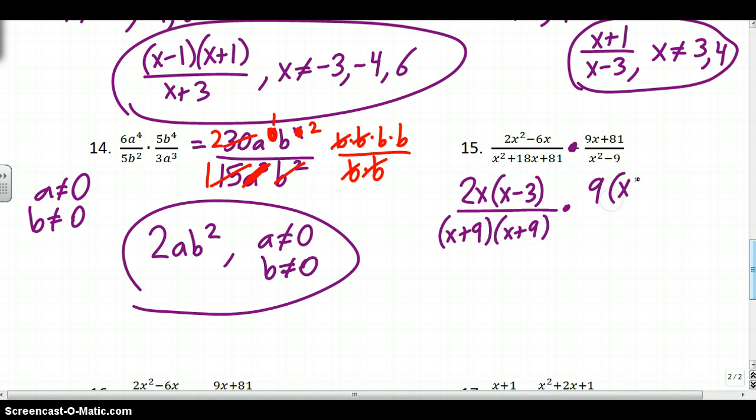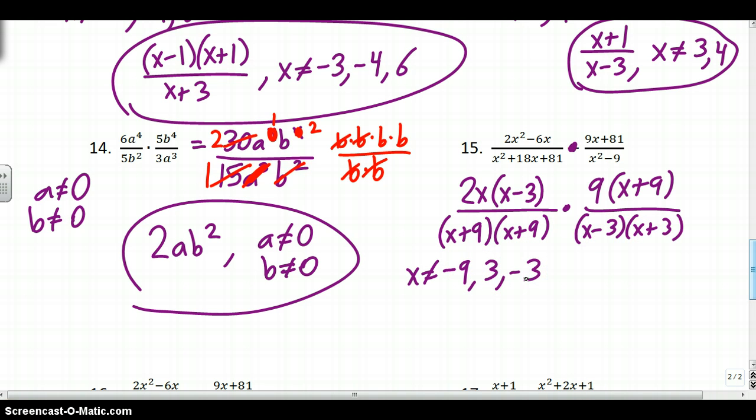Times x plus 9 over x squared minus 9 factors into x minus 3 and x plus 3. Okay. What can x not be? Let's see. Negative 9, but we already have that. Can't be 3, and it can't be negative 3.